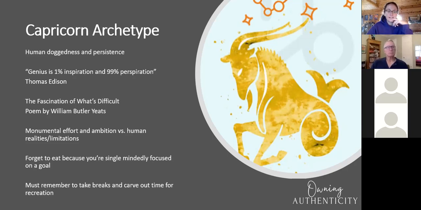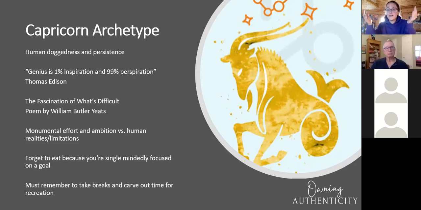So one example, which I fall into all the time, thank you to my Capricorn energy, is forgetting to eat or drink water because you're working. You're doing what you do and you realize it's been 10 hours since you had anything to eat or water to drink. And you didn't even notice because you were focused on what you were accomplishing. So the antidote to that is remembering to carve out time for recreation.